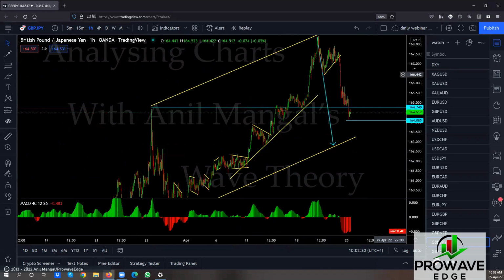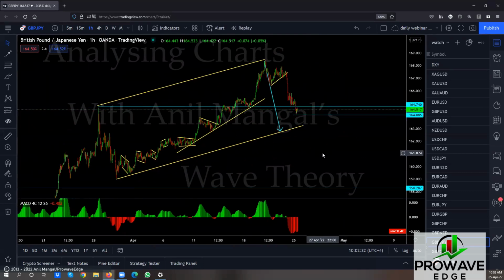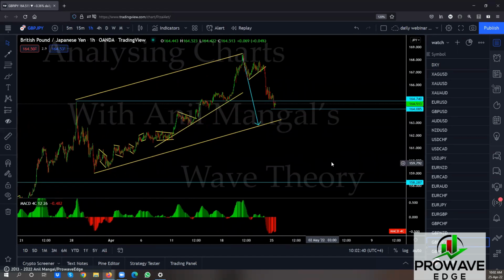If that is a running flat, and we've been talking about that as a running flat from the very start, right? So it's very likely a running flat will break the low and go back up. In the worst case, it's going to drop.